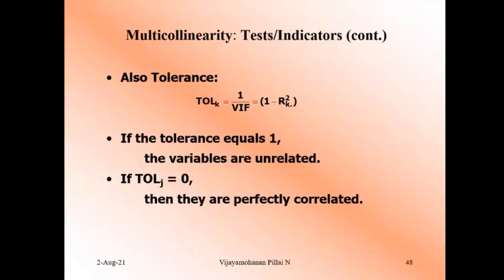Then corresponding to the variance inflation factor, we have another measure called tolerance, which is the reciprocal of the variance inflation factor. If the tolerance equals 1, that means the variables are unrelated. If it is equal to 0, then that means the independent variables are perfectly correlated, because the variance inflation factor will be infinite.